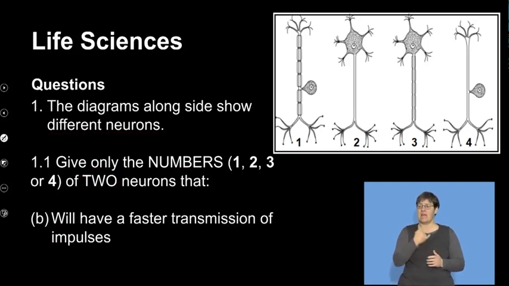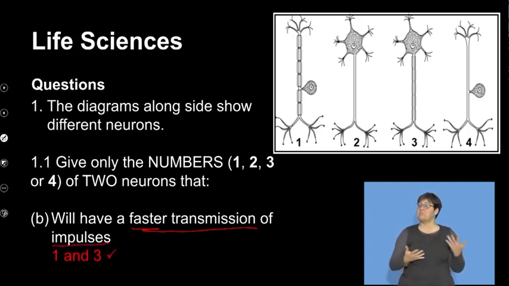The next question, still based on the diagram. You give the number 1, 2, 3 only. You don't write the words. Number B says the one that will have a faster transmission of impulse. Which one between the 4? They say the right one here, the answer is number 3 and number 1.